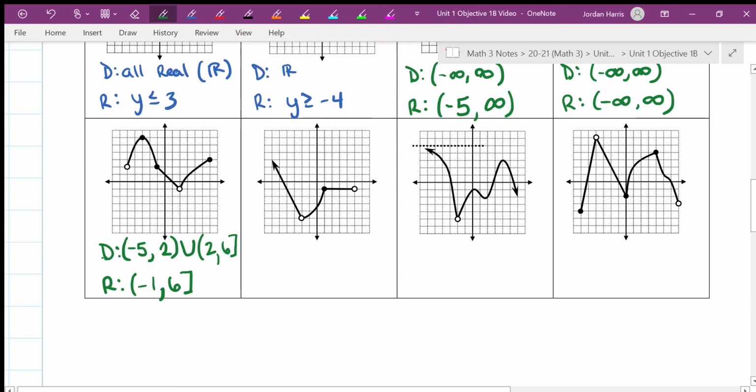Okay, next one, notice we have an arrow now. So for my domain, where I'm talking left to right, this is going left forever. Then we get to an open dot here, so it's -infinity to -2.